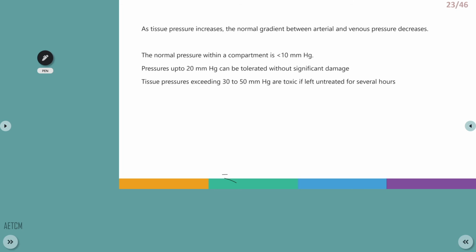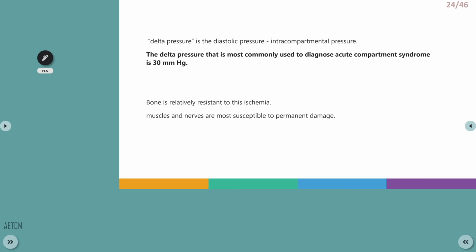What will happen is, when the tissue pressure increases, the normal gradient between the arterial pressure and venous pressure will decrease. The normal pressure in the compartment is less than 10, and if it increases up to 20 mmHg, that can be tolerated without much damage. But if the pressure exceeds 30 to 50 and it is untreated, that can cause compartment syndrome, and within some hours there will be damage to the muscles, nerves and blood vessels inside that compartment. Now what is delta pressure? Delta pressure is the difference between the diastolic pressure and the intracompartmental pressure. It is most commonly used to diagnose acute compartment syndrome, and the cutoff is 30 millimeters of mercury.